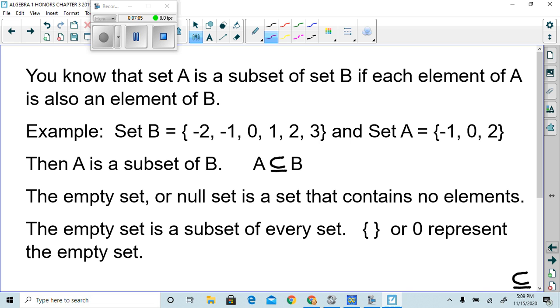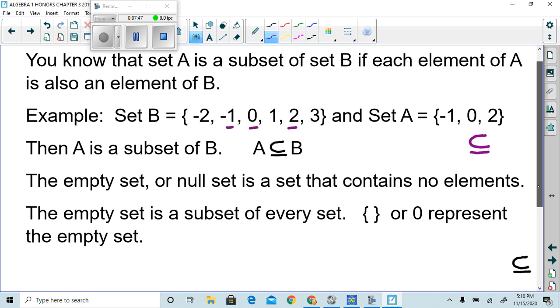So let's talk a little bit about sets and their subsets. You know that set A would be a subset of set B if each of the elements in A is also in B. For example, if set B were equal to -2, -1, 0, 1, 2, and 3, and set A was -1, 0, and 2, well, if every member of A is in set B, which I see they are, then A is a subset. And we use this notation, almost like a U on its side with a line underneath, to represent a subset.